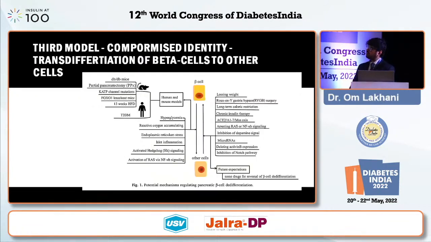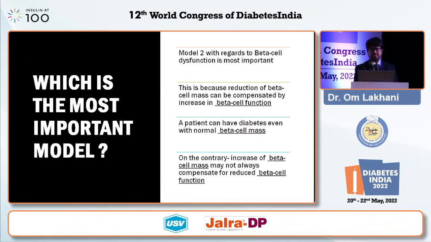The third model is, of course, transdifferentiation of beta cells. Beta cells start behaving like alpha cells. There is change in the nature of beta cells. This is still an emerging area of pathogenesis. We do not understand that, but somewhere, perhaps 10 years from now, if we come back at Diabetes India conference, hopefully at the same venue, perhaps we'll have some drug which prevents the beta cells from converting to alpha cells and perhaps going back to beta cell function.